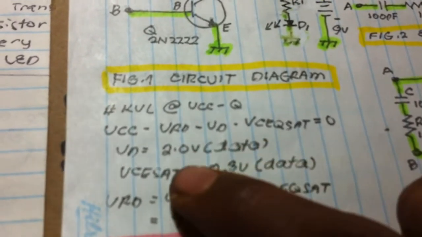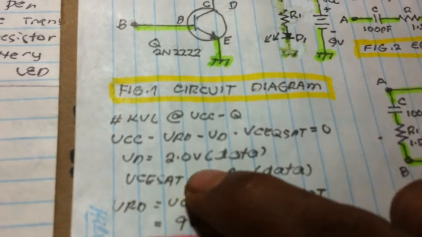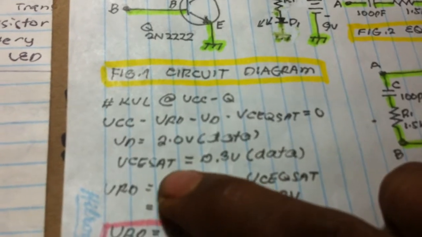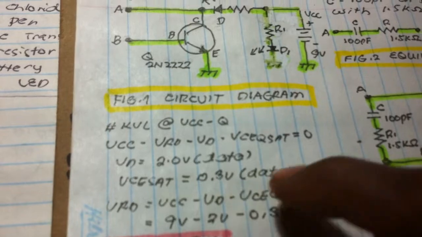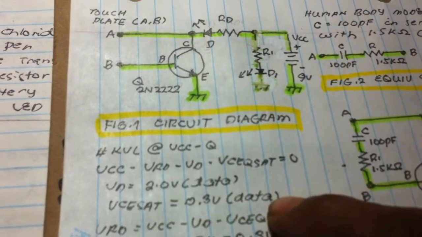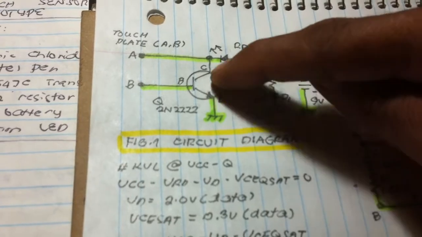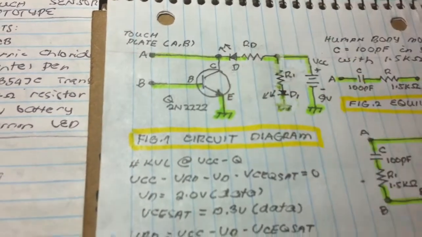Since the voltage rating of the LED is 2.0 volts, that is given in the data sheet. We got now, and the collector to emitter saturation is 0.3 volts, from the data sheet of the transistor. So we're going to conduct the transistor in saturation mode, where it is almost a closed switch, or as a switch.